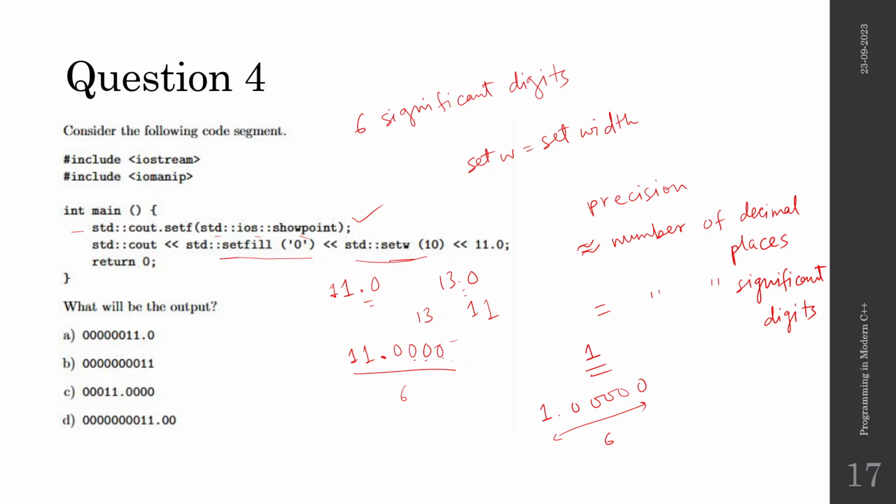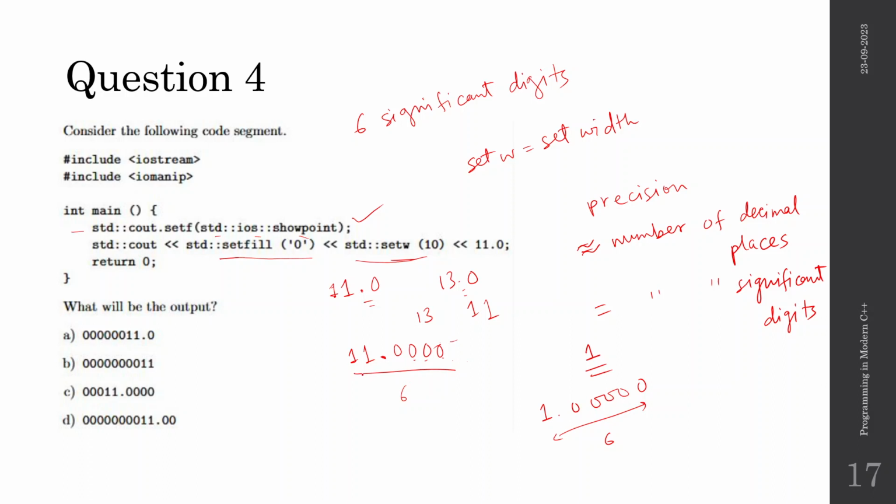Next we have this std::setw 10. So this means that we set the minimum width to 10. So 10 characters will have to be printed now. Here we have already printed 6. Wait a minute. Okay, so now setw 10 means that the entire string that is printed will be of 10 characters.